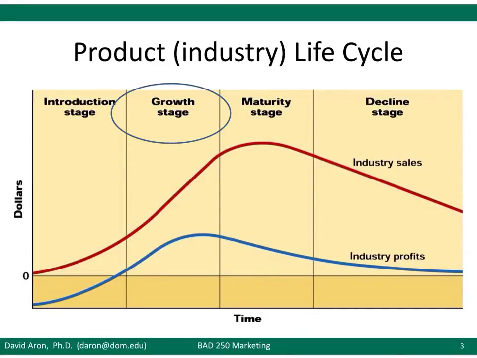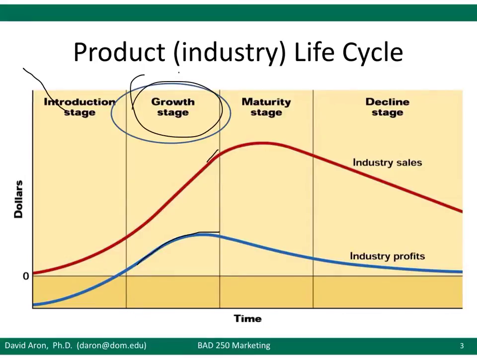Well, once there is acceptance of the product or service offering, we reach the growth stage. Right over here, as indicated, growth means that not just product sales, but the industry itself is growing. So as you can see, both industry sales are growing at an accelerating rate. Industry profits are growing as well, but you can see that they start to level off here as you reach the end of the growth stage.